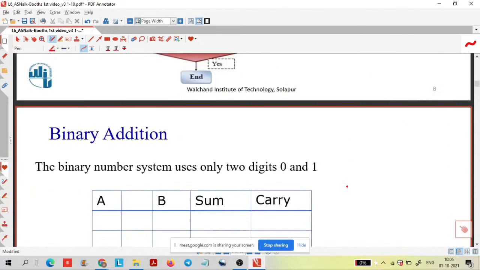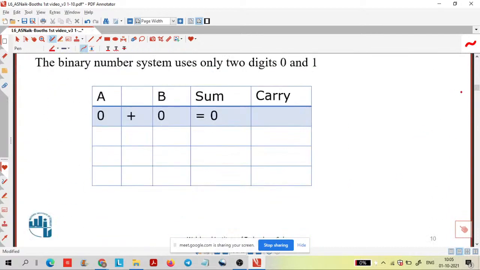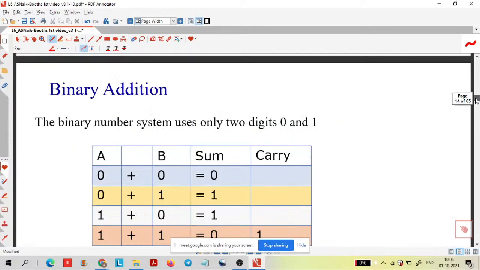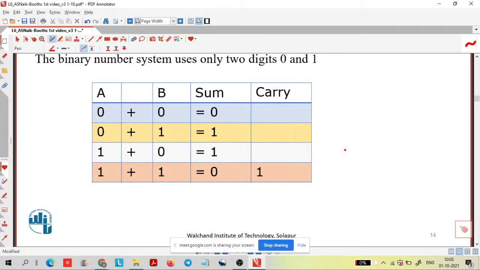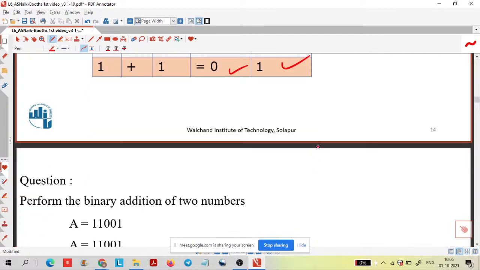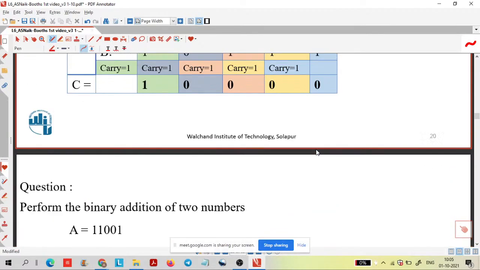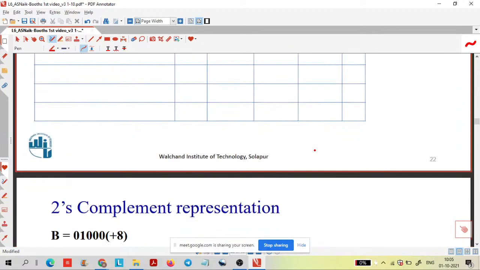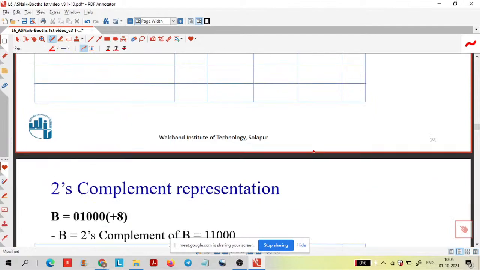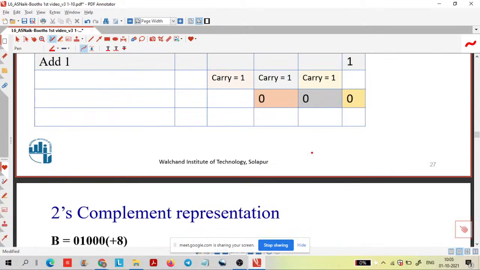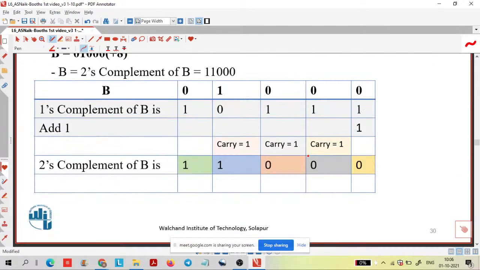Here, a negative number means we are considering the 2's complement of the number, as we discussed in the last class. This is binary addition: 0 plus 0 is 0, 0 plus 1 is 1, 1 plus 0 is 1, 1 plus 1 is 0 and carry 1. For subtraction, for a negative number you first have to take the 2's complement, then that 2's complement, which is your negative value, you add with the other number. All of this is 2's complement.